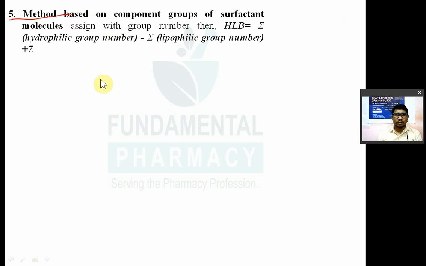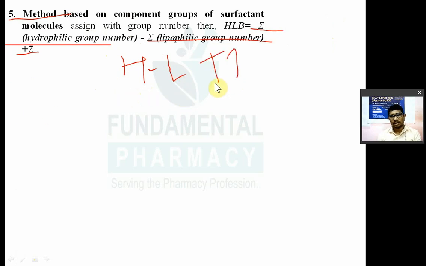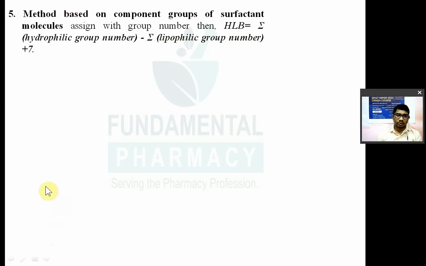The method based upon the groups of the compound: HLB is equal to the summation of hydrophilic group numbers minus the summation of lipophilic group numbers plus 7. That is, H minus L plus 7, hydrophilic group number minus lipophilic group number plus 7. That is the method based upon the groups of the surfactant molecule.